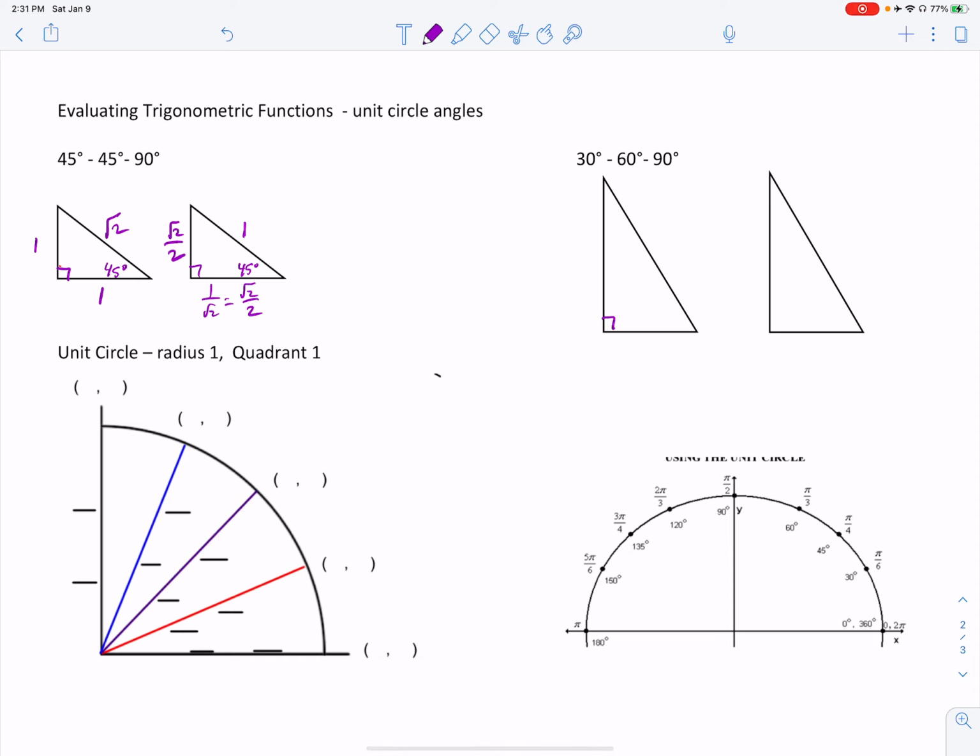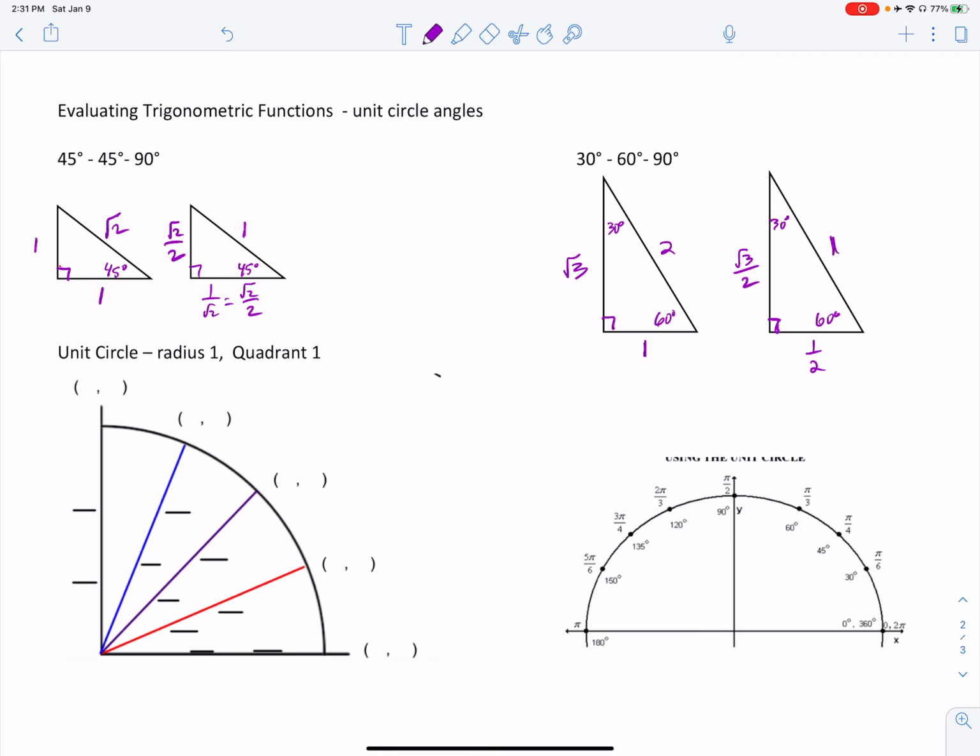Same thing with a 30, 60, 90. We let the short leg be 1, you multiply by 2 to get to the hypotenuse, you multiply by root 3 to get the long leg. But we want the hypotenuse on a unit circle to be 1. So we need to go backwards. To go from the hypotenuse to the short leg, you have to divide by 2. But then short leg to long leg, you multiply by root 3, and the long leg will be root 3 over 2. And that's a handy 30, 60, 90 triangle to use when we are looking at the unit circle.